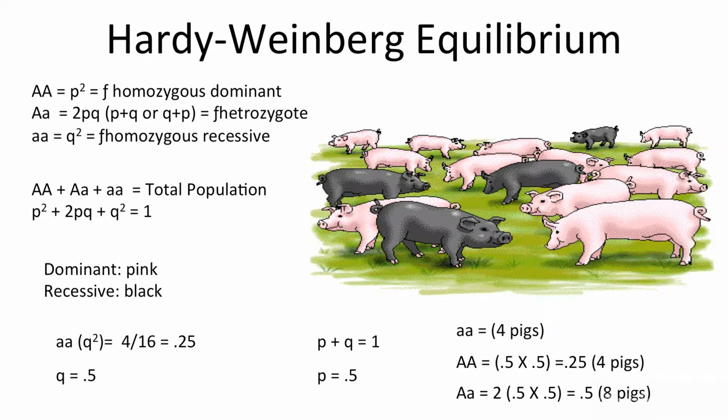The frequency of homozygous dominant pink pigs is 0.5 times 0.5, same as the frequency of homozygous recessives, right? So 4 out of the 16 are homozygous dominant. Heterozygous would be 2 times 0.5 q times 0.5 p equals 0.5. So 8 pigs out of this population are heterozygotes, you estimate.